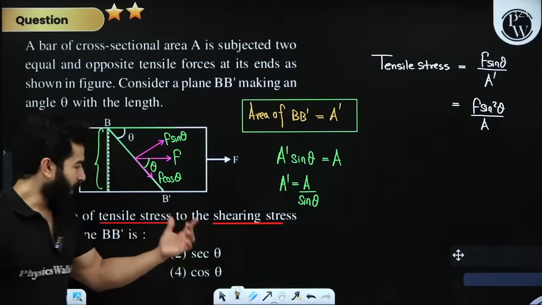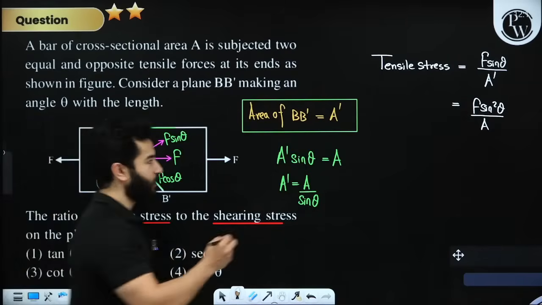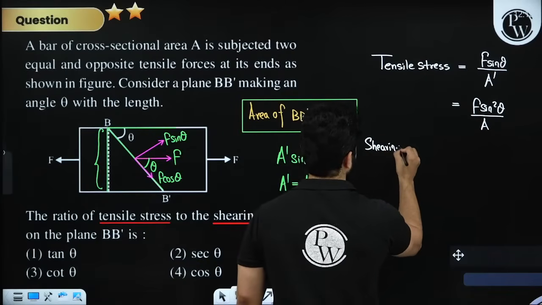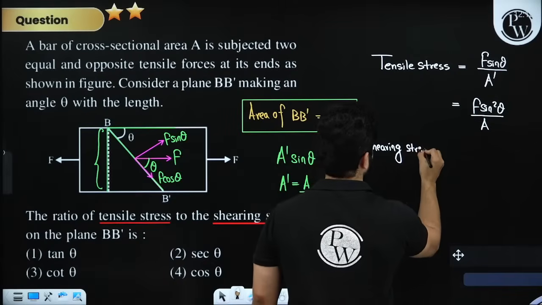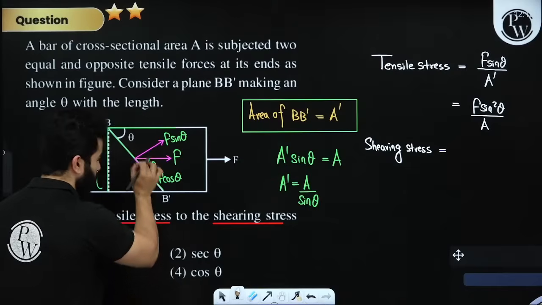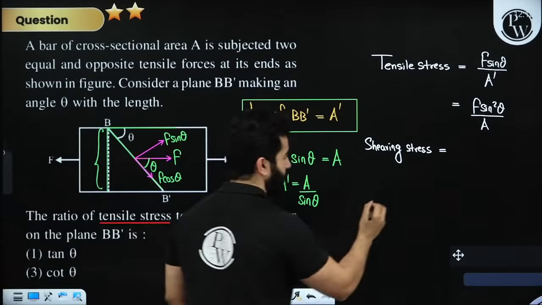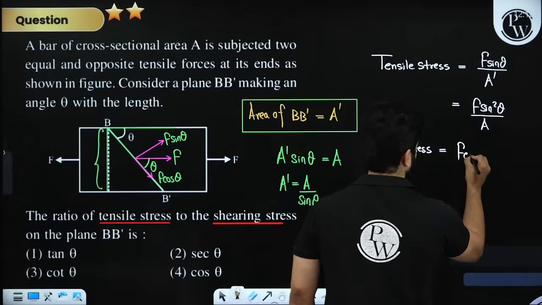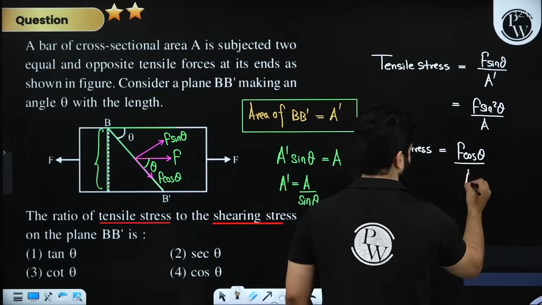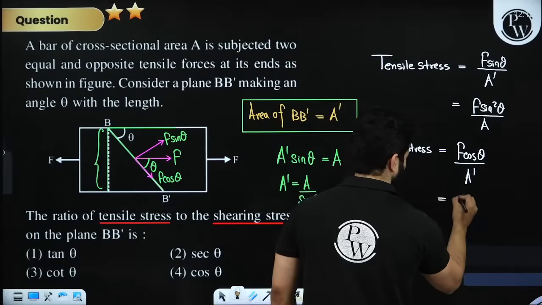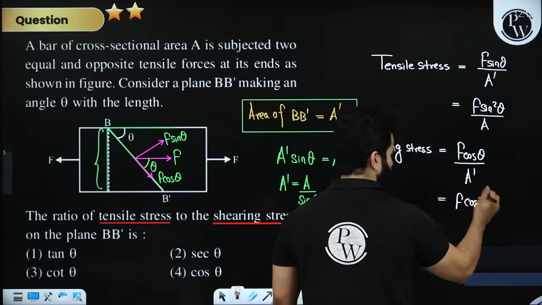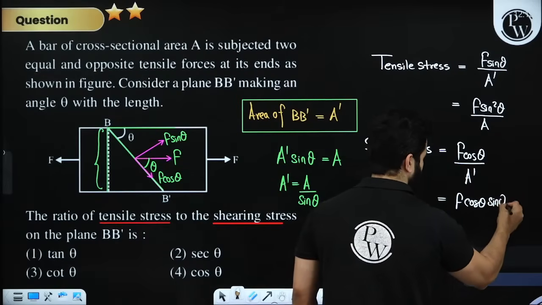Further, now they are talking about shearing stress. So for shearing stress, we are going to write the force which is along the plane. So the force which is along the plane is F cos theta, divided by again A dash. So when we substitute it, it will become F cos theta, and then because of A dash, it will become sin theta upon A.